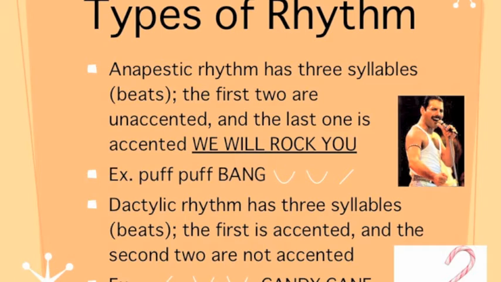Anapestic, the first 2 syllables are unaccented and the last one is accented. Those of you who like Queen and Freddie Mercury are going to get this one very easily because the song We Will Rock You follows this pattern.